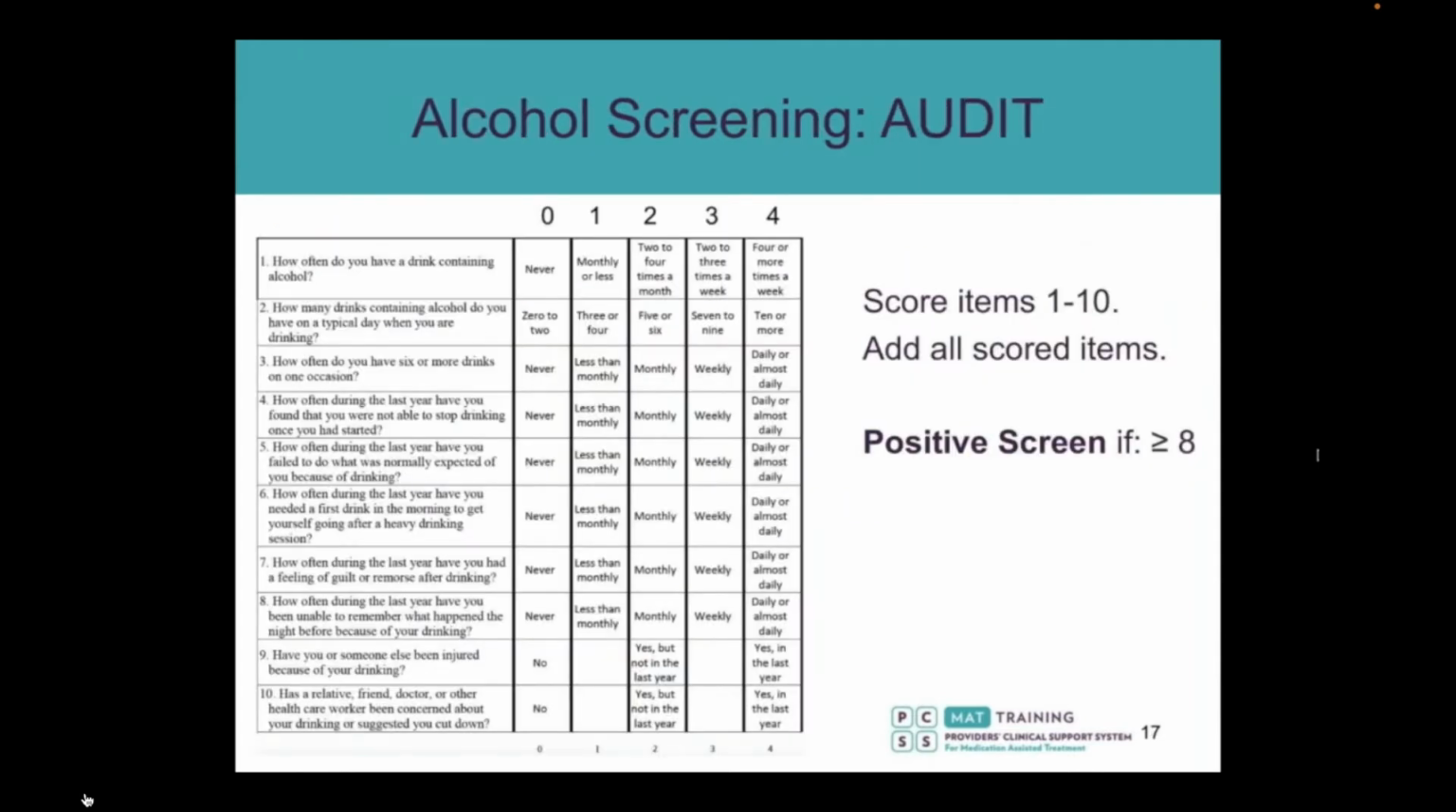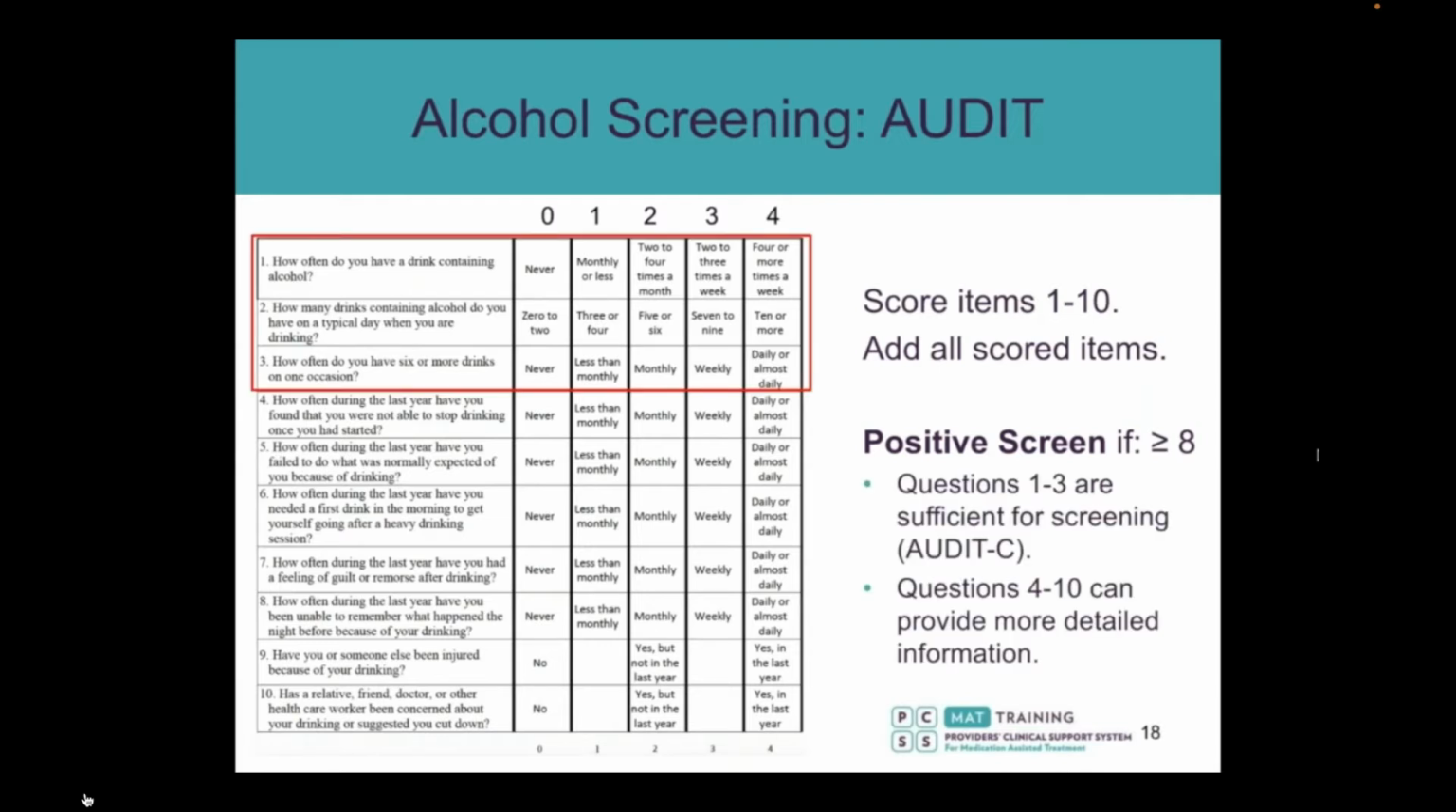So here are the questions on the AUDIT. Again, you can see it's 10 questions. Each question is scored from 0 to 4, and then you total the score, and a score equal to or greater than 8 would be considered a positive screen. And this is not differentiated for men and women on the full AUDIT.